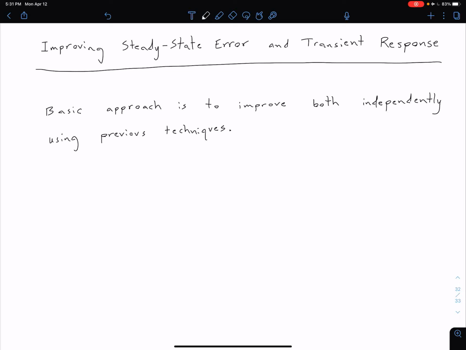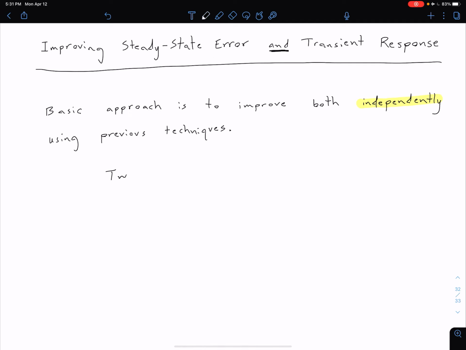We're now ready to look at how to improve both the steady state error and the transient response for a given system using cascade compensation. It turns out we don't have any new fancy technique. Rather, we're just going to improve both of those qualities independently using the techniques we've already talked about previously.